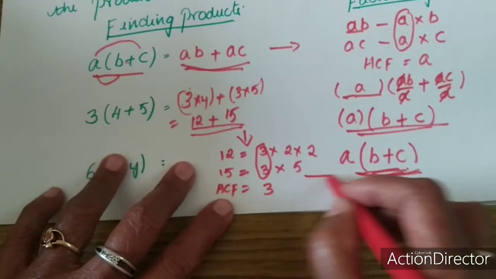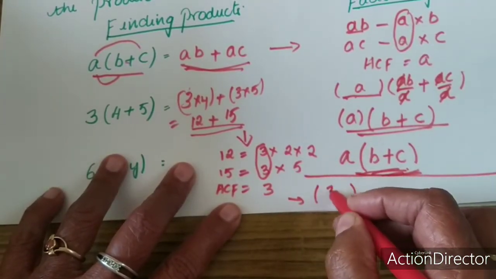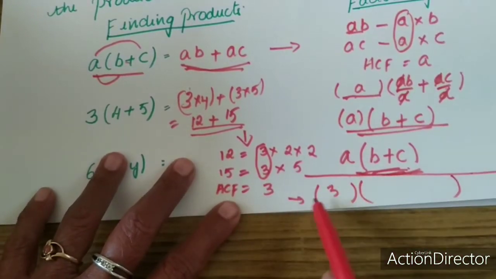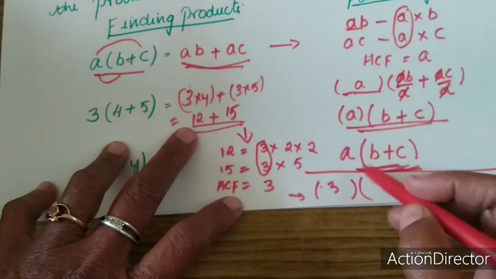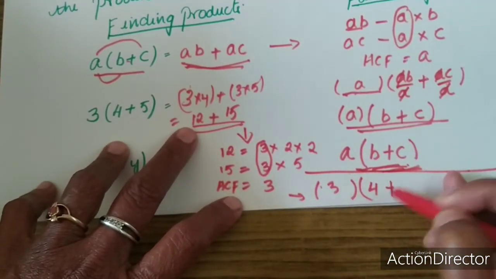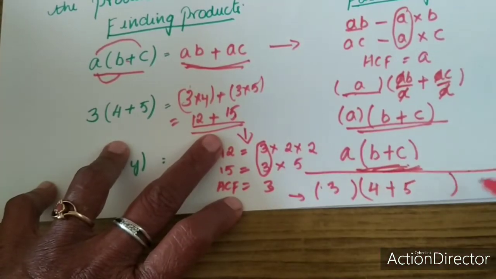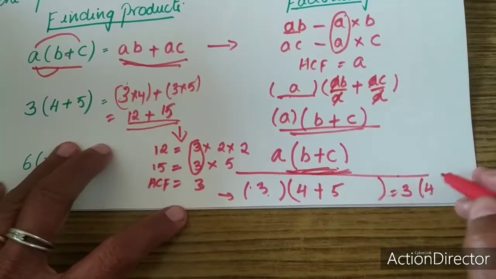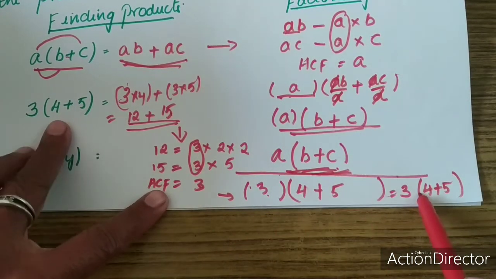Now my answer will be, first bracket, as I told earlier, you have to write the HCF, and in the second bracket each term divided by HCF, that is 12 divided by 3 is 4 plus 15 divided by 3 is 5. So this will be equal to, since there is one term, I will not take any bracket, 3 into 4 plus 5. Hope you are able to understand how I get back the original form over here.